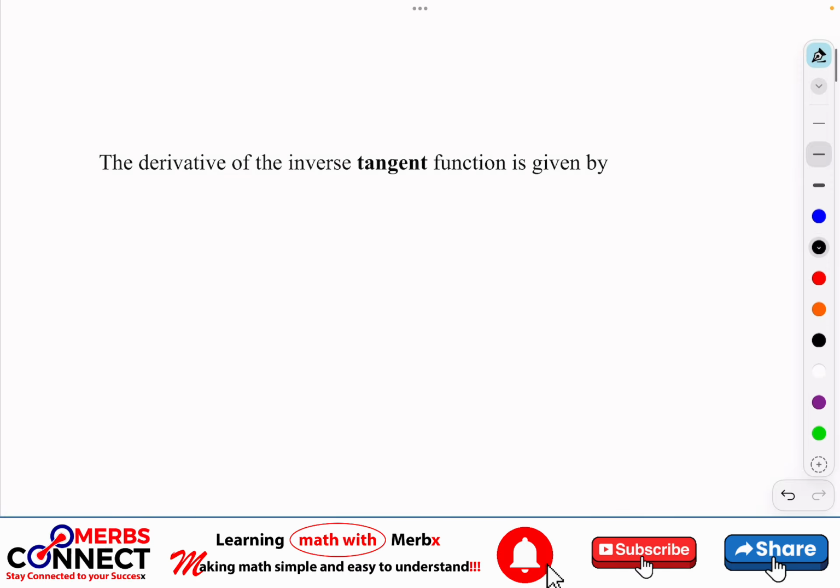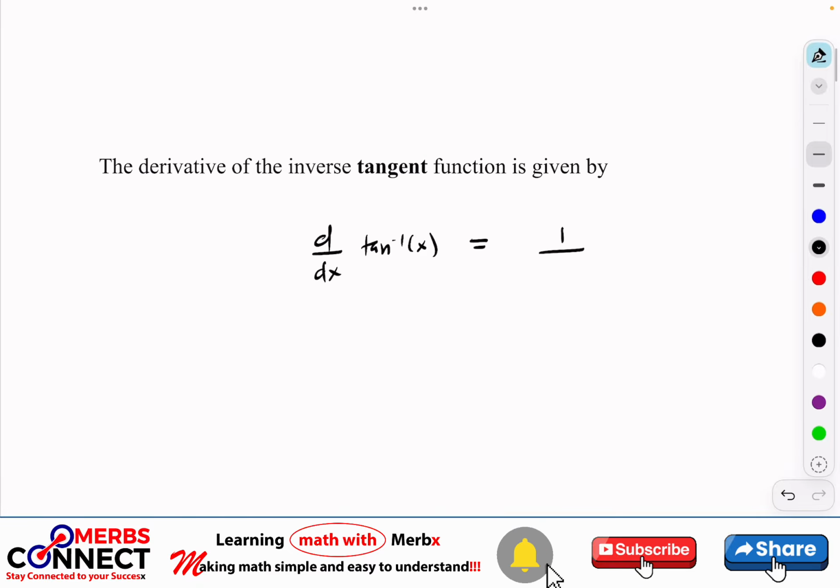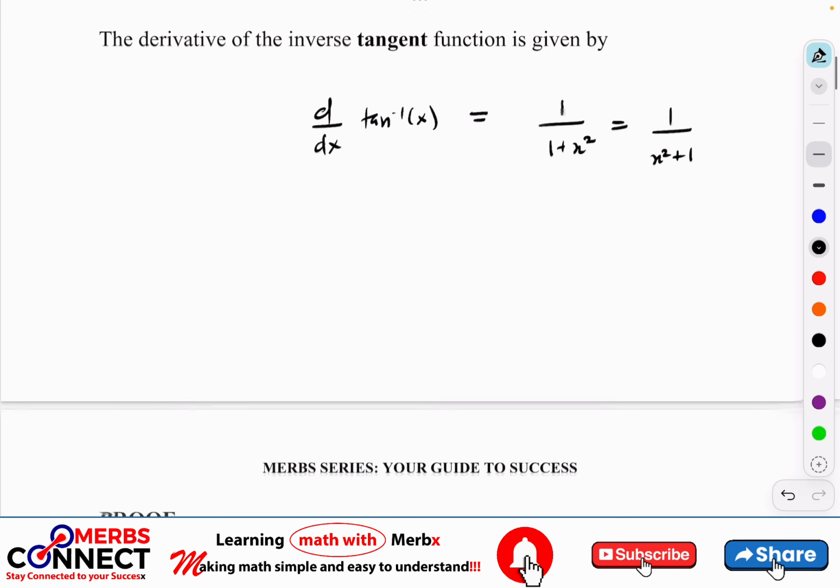So now let's write this one. So when I differentiate tan inverse of x with respect to x, this should be giving us 1 divided by 1 plus x squared. Now addition is commutative, so sometimes you can see it this way. x squared plus 1 is also the same thing with this. So pay attention to that.